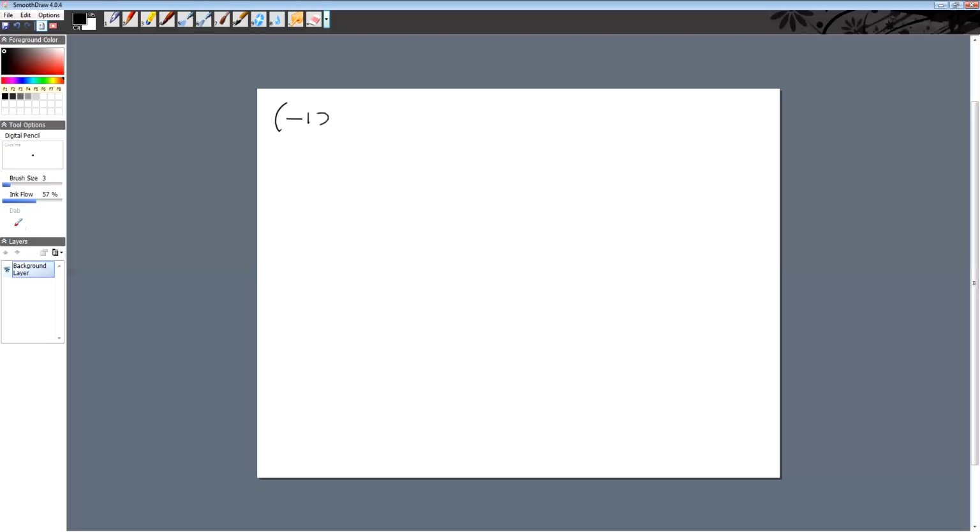negative 12 times negative 2. Now, a negative times a negative is going to be positive, so we take the absolute values. 12 times 2 is 24, and a negative times a negative is always going to give us a positive.